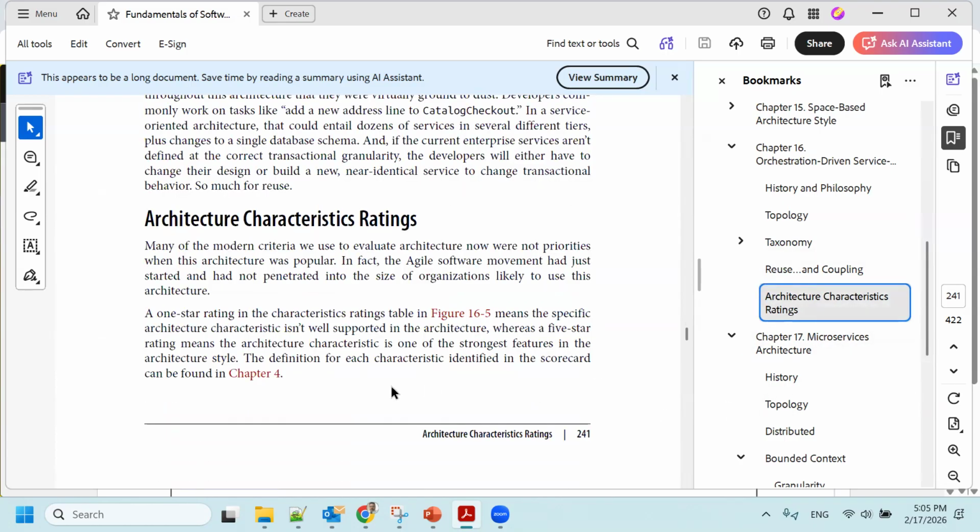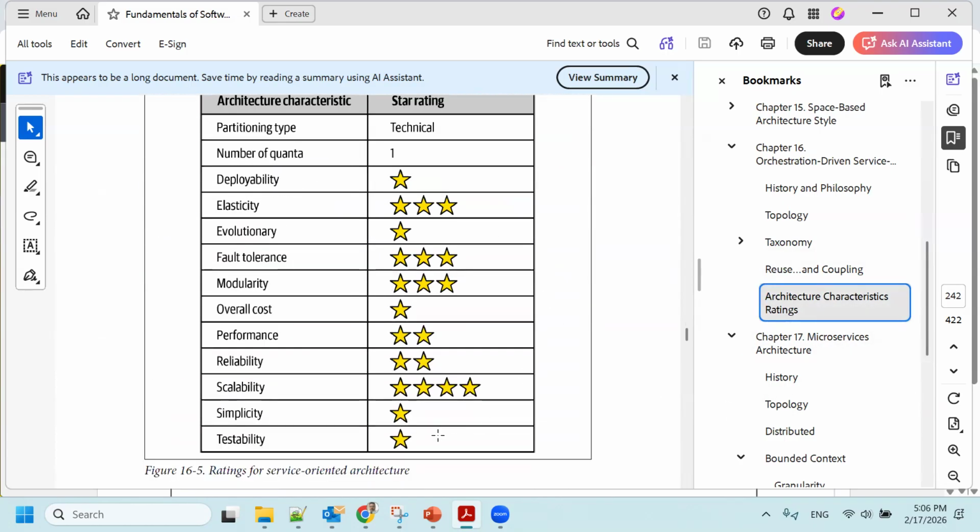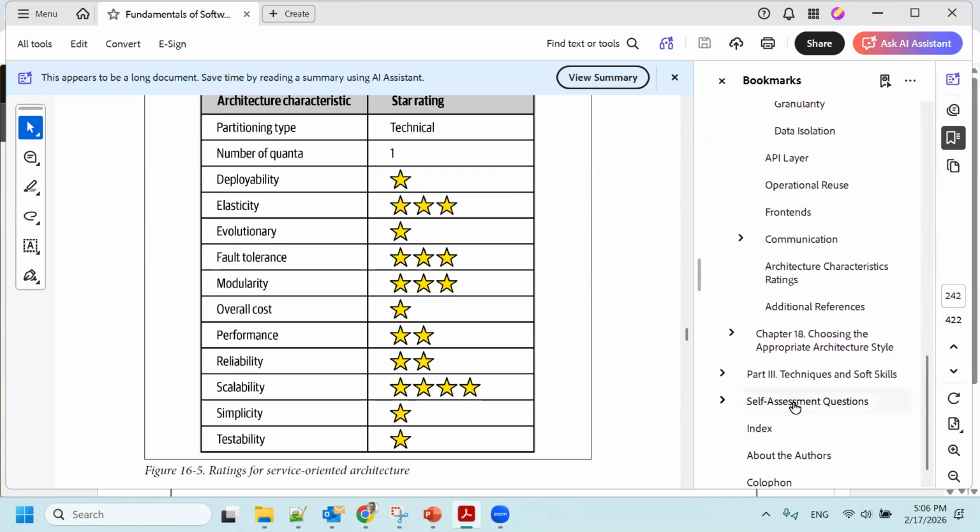And finally, I can ask you something about this. Okay, you got the service-oriented architectural style. Here is the diagram of that architectural style. Could you please tell me why it is performing bad or good on some of these architectural characteristics? So that would be the way I will ask you questions.